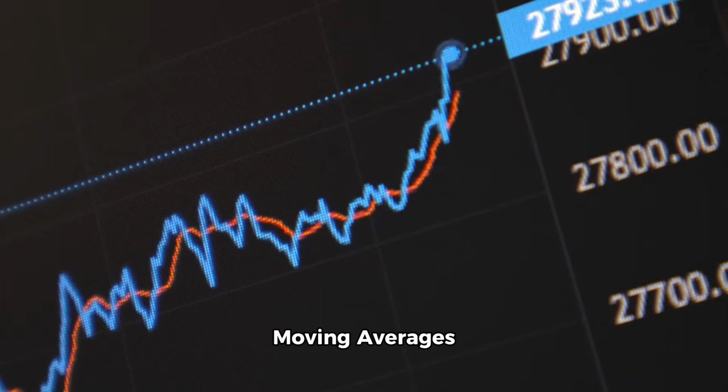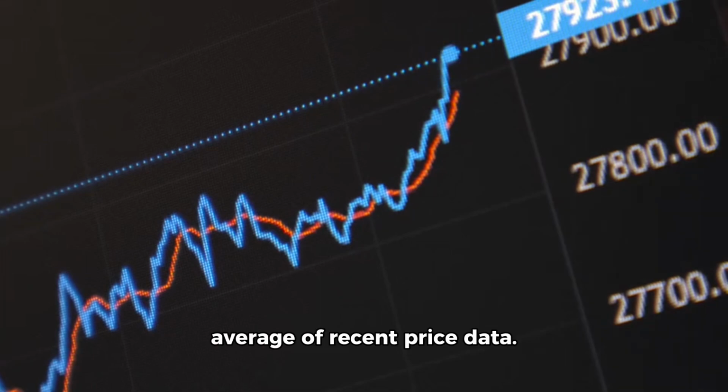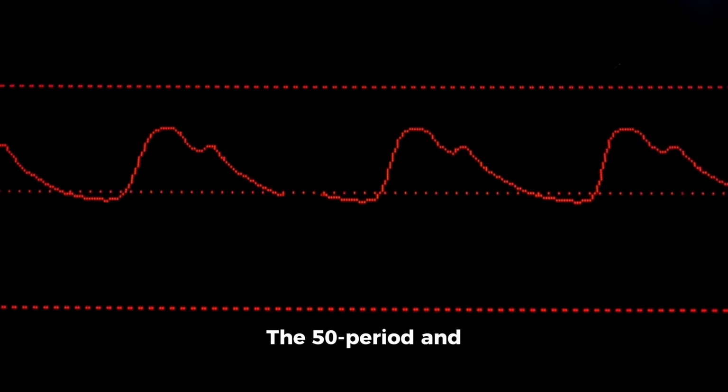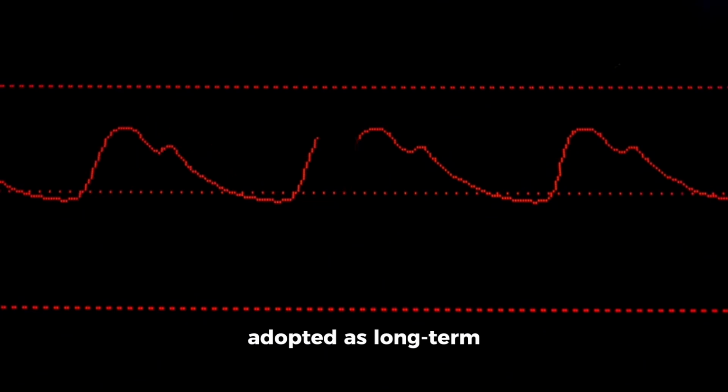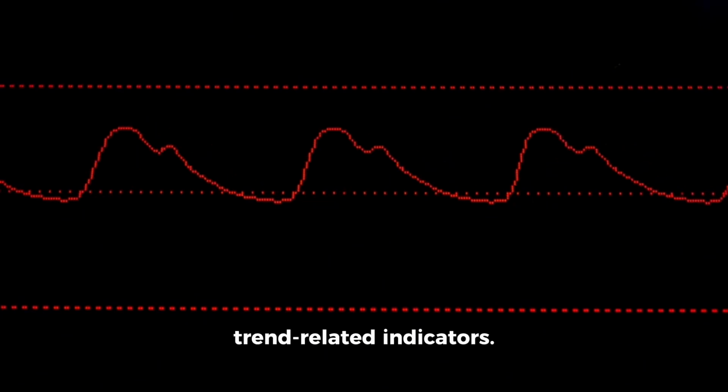Moving averages (MA). These help signal the trend direction by calculating a weighted average of recent price data. The 50-period and 200-period moving averages are generally adopted as long-term trend-related indicators.